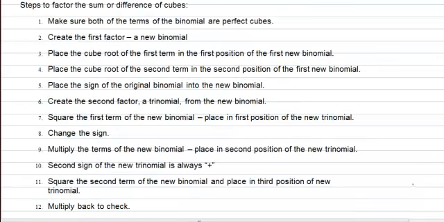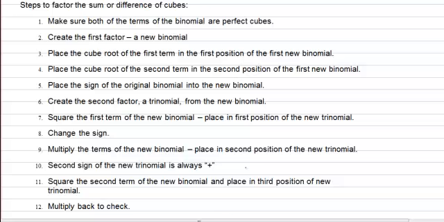Now, this is the list of steps that we need to be able to do to factor the sum or difference of cubes. And I know it's long, but it's literally taking every teeny tiny little piece. My suggestion is for you to either print this page or I do have this in the notes, so you can certainly go to the notes and pull it off of there. But you're going to want to follow these steps as we're doing this.